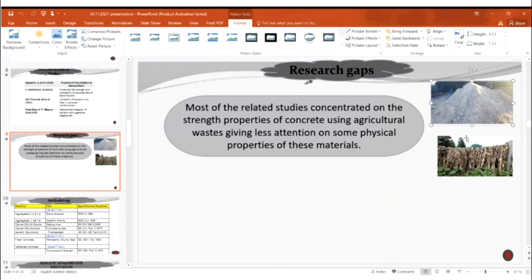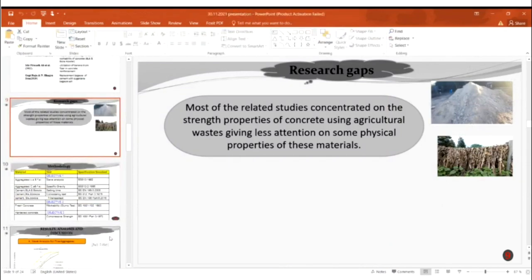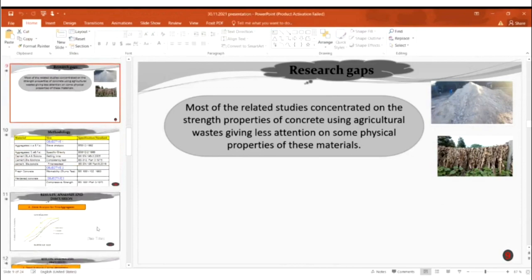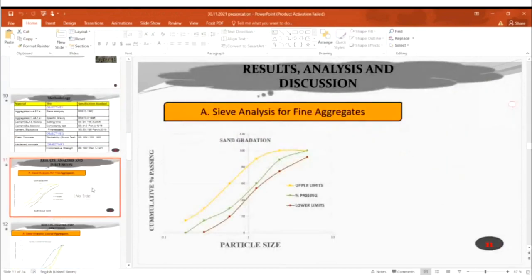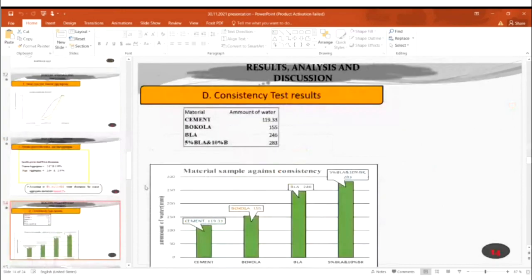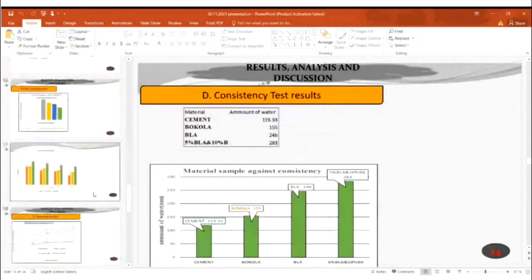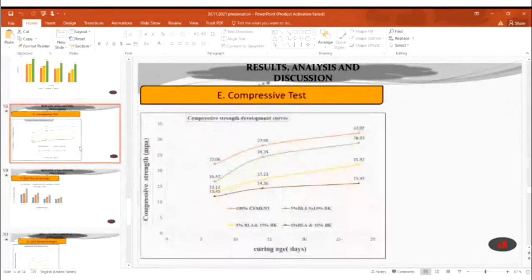Okay. Then the results you got at 5% replacement, how does it compare with the control? They slightly decrease with the increase in percentage replacement. So you have gotten the optimum. How does it compare with the control in terms of strength, is it lower? The variation is very small.